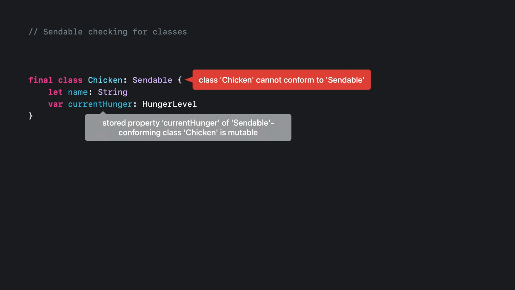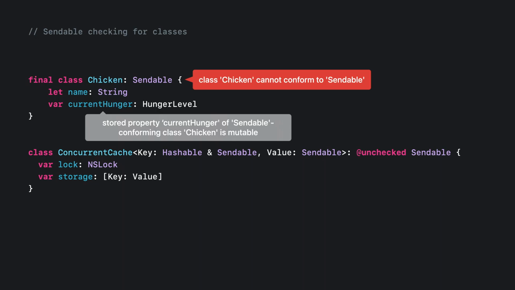Now, it is possible to implement reference types that do their own internal synchronization, for example, by using a lock consistently. These types are conceptually sendable, but there's no way for Swift to reason about that. Use unchecked sendable to disable the compiler's checking. Be careful with this because smuggling mutable state through unchecked sendable undermines the data race safety guarantees Swift is providing.